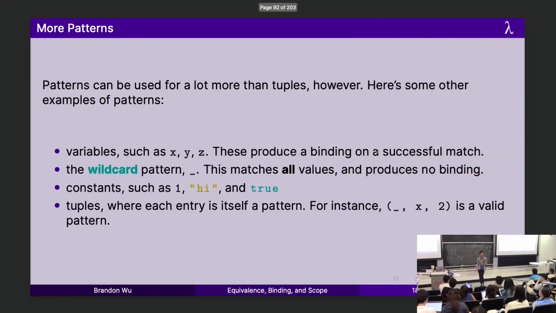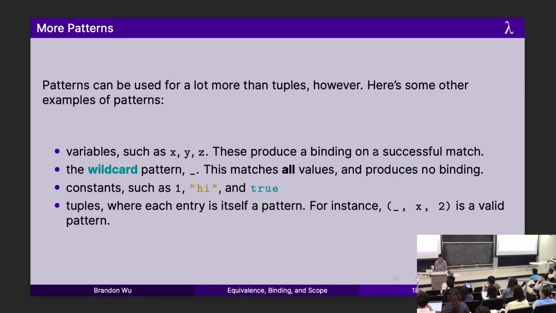So we can use patterns for things other than tuples. That's why I erased this big board. I forgot about that. If I have patterns, I have a bunch of different kinds of patterns. It's up here. So I have variables like x, y, z. We saw this when we said val x equals 2, or colon int equals 2. We bind it to the variable x. We also have the wildcard pattern.